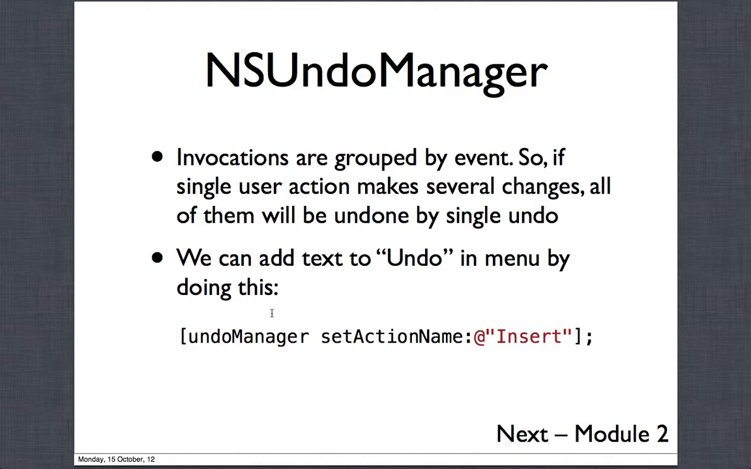And a good application also tells you what action you are about to undo if you go to that menu. So a good application will say undo edit or undo delete item, something. So we can add that action name to the menu by doing this: undo manager, set action name, and then something that will be added to undo or redo. And we will see an example of how we do it in the following modules.